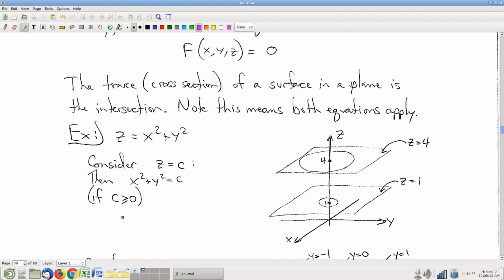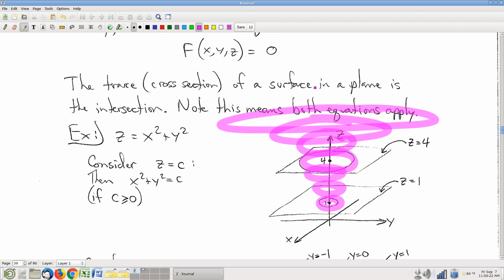But as long as c is positive, you keep getting these circles, and these circles keep getting bigger the higher up you go. Now, in what way is it like that, or what? To be determined. Okay, but we know a lot of information about this surface now. Is everybody on board? Okay, all right.